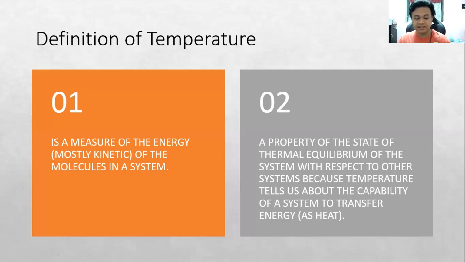So temperature is a measure of the energy, mostly kinetic, of the molecules in a system. Why is that? Because when you have a high temperature, the molecules in the system will be so excited, really energized. So one way to measure that energy is through measuring our temperature. Okay, and then for the next definition, the property of the state of thermal equilibrium of the system with respect to other systems, because temperature tells us about the capability of a system to transfer energy as heat.